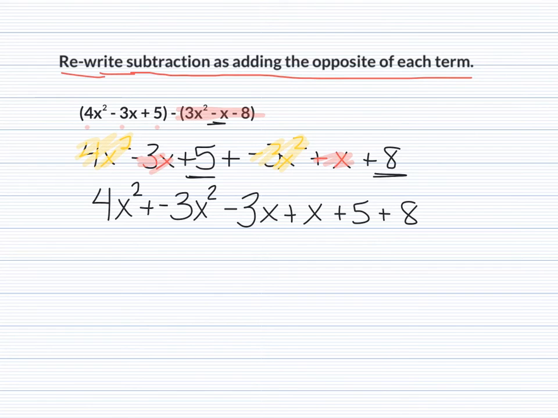So now the problem is exactly like the one before. It's just adding. It was just all about that first step. So if I add these together, 4x squared plus negative 3x squared is 1x squared. Do you have to have the 1? Of course not. Okay, negative 3x plus x is minus 2x. 5 and 8 plus 13.